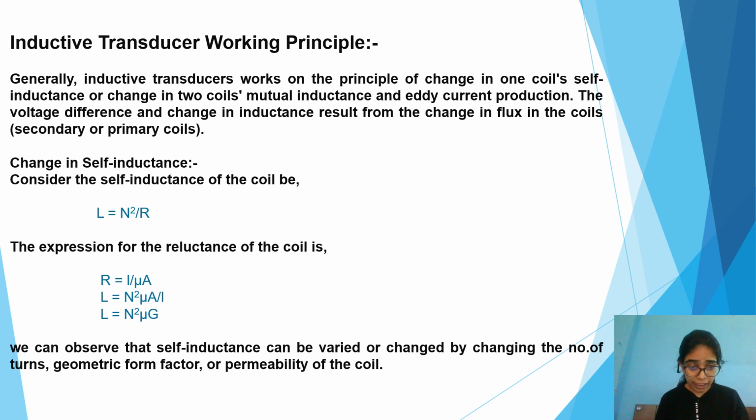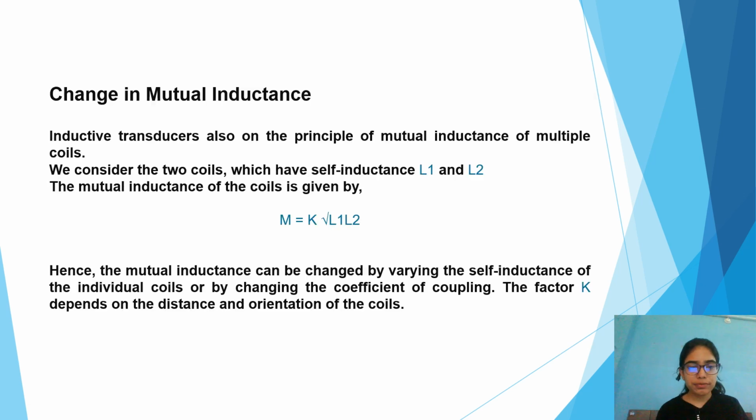Now, this A by L can be denoted by G, which is a geometric factor. So overall self-inductance can be varied or changed by changing the number of turns, the geometric factor, and the permeability of the coil.